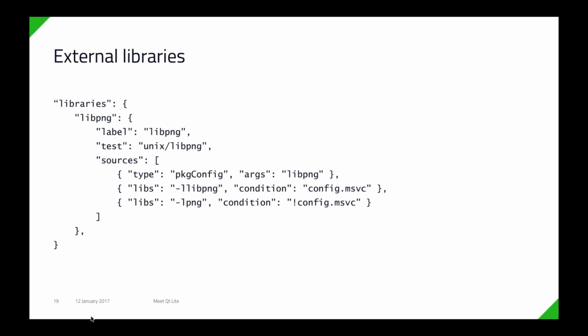For example, we can have a source called pkg-config, where we ask the Linux pkg-config system for libpng, and it'll give us the arguments that we need. Or on MSVC, we know that the library we need to link against is called libpng, not png. The link line is slightly different. So we have different default link lines that we would pass off to the configuration test to check. And we'll try these things in order, and whatever matches will then get used later on when we build Qt.